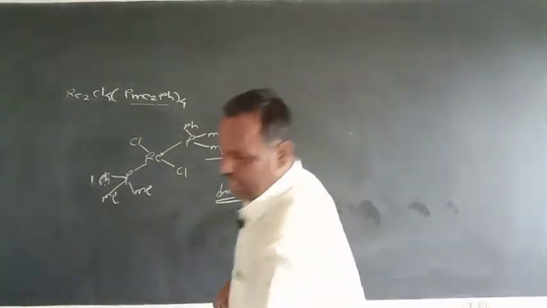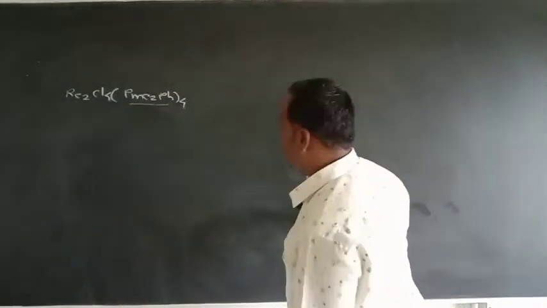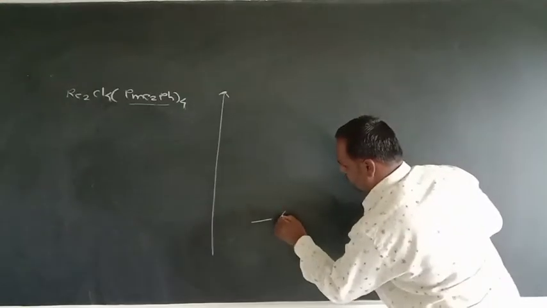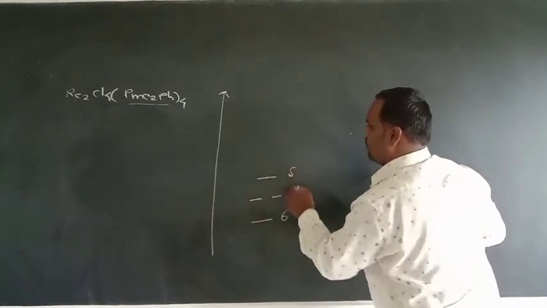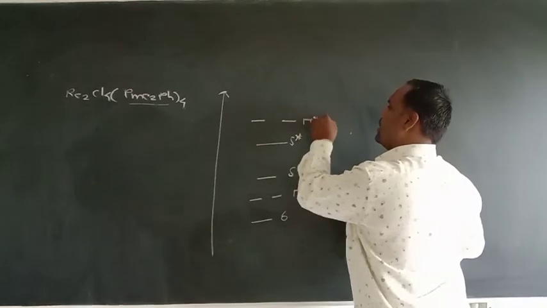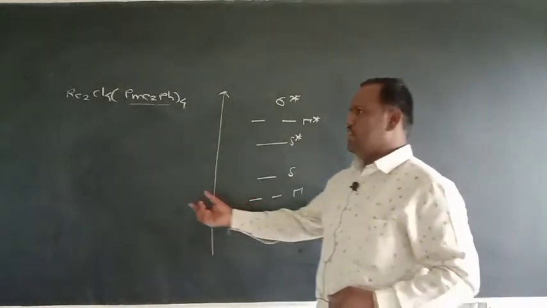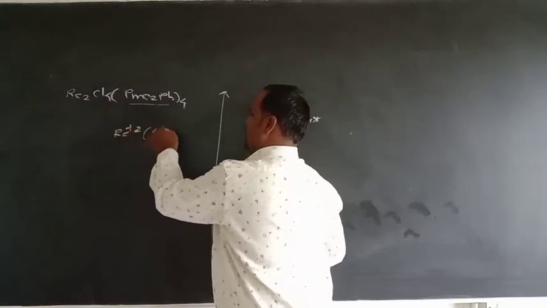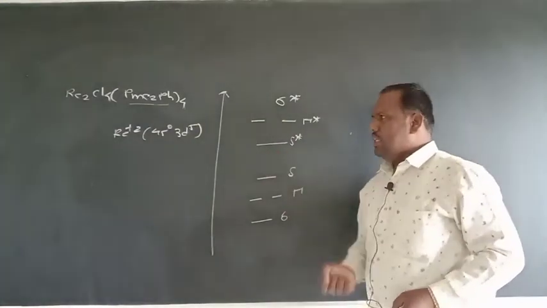Therefore, if you consider the energy level diagram for this complex, this is the energy curve: one sigma bond, then two pi bonds, and then one delta. Again here delta star, then pi star, and then sigma star. Rhenium is in the +2 oxidation state, 4s0 3d5. So each rhenium contributes 5 electrons, so a total of 10 electrons.